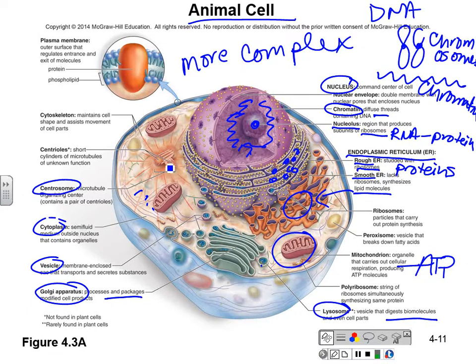Centrosome will come up later, and centrioles. Both of these have to do with division. So if we're going to divide this cell, we have to have these centrosomes and centrioles.